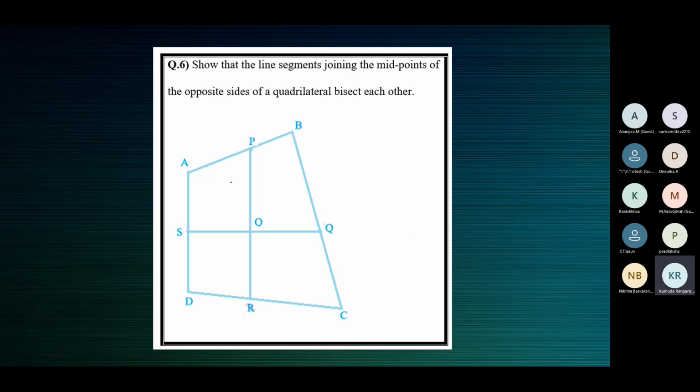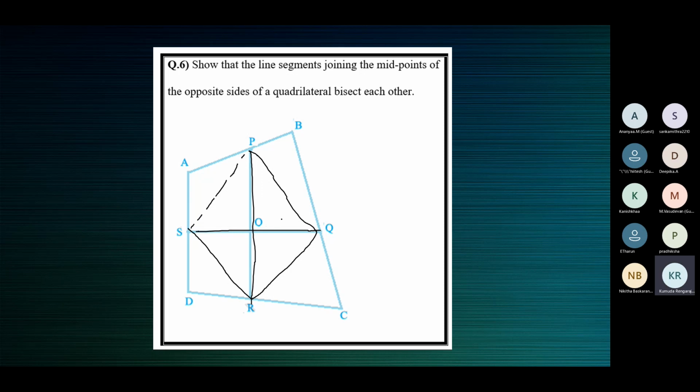So this is the given situation. Construction: join the midpoints. Why do we join like this? So that the line segments PR and SQ become the diagonals of PQRS. Now we are going to prove that PQRS is a parallelogram. Once you prove PQRS is a parallelogram, since PR and SQ are the diagonals of the parallelogram, they bisect each other.